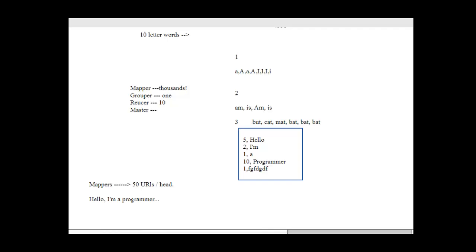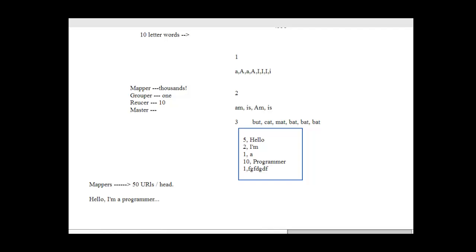So the first sheet will have all the single letter words. The second sheet will have all the double letter words. The third sheet would have all the 3-letter words. The fourth sheet would have all the 4-letter words, and so on and so forth. Now post this, what the grouper does is he gives it to the reducer.